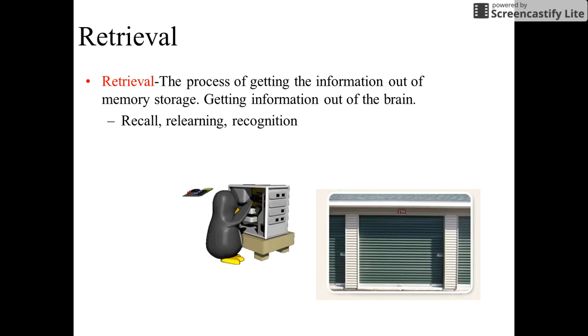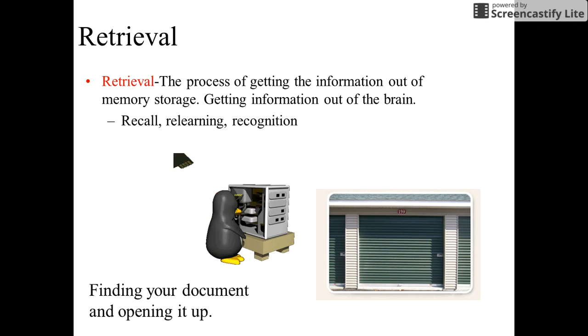And the last thing that happens is the retrieval process, the process of getting information out of your memory storage, or getting information out of your brain. So you have it in the storage unit, but now you have to retrieve it. There are different ways you can retrieve it by using recall, relearning, or recognition. So it's actually finding it and opening it up.